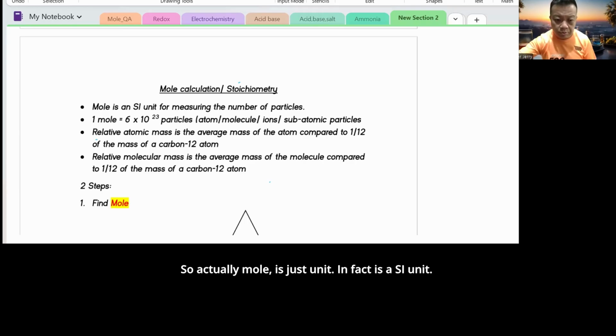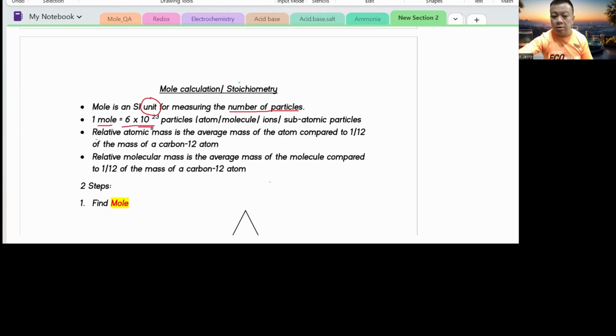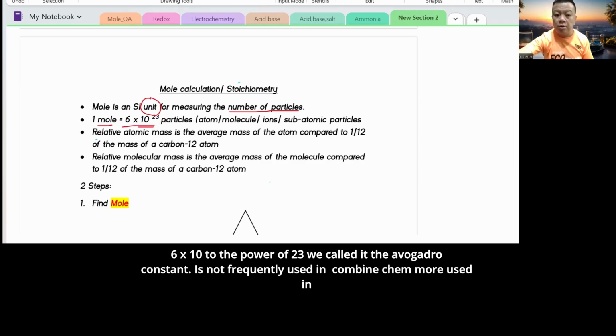So actually, mole is just a unit, right? In fact, it's an SI unit. It's a unit to talk about the number of particles. So just like 1 kg is 1000 gram, 1 hour is 60 minutes, 1 decade is 10, 1 dozen is 12. So 1 mole actually represents this very big number, right? 6 times 10 to the power 23. We call it the Avogadro constant.